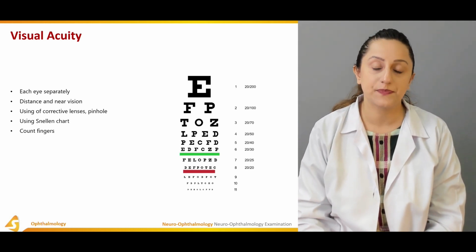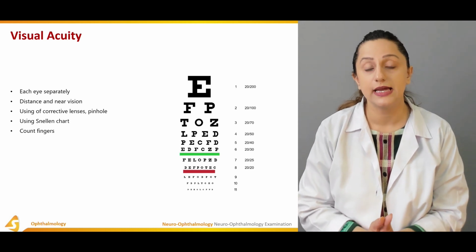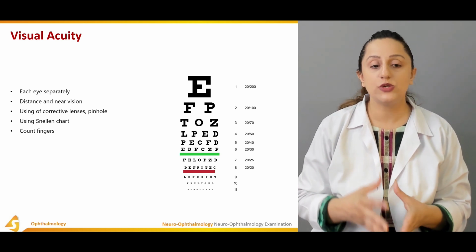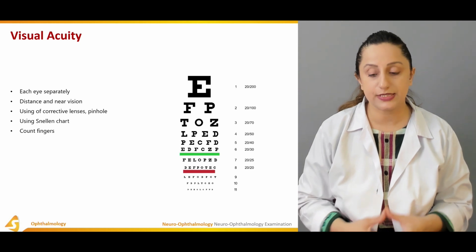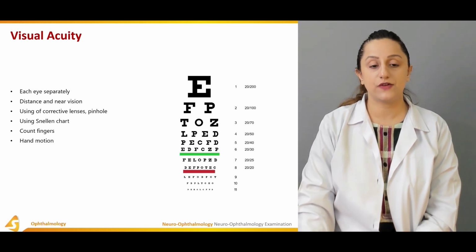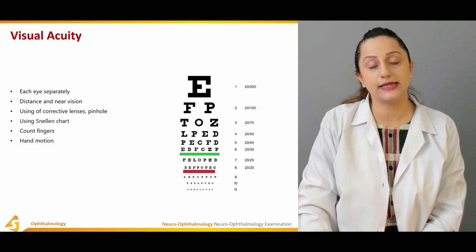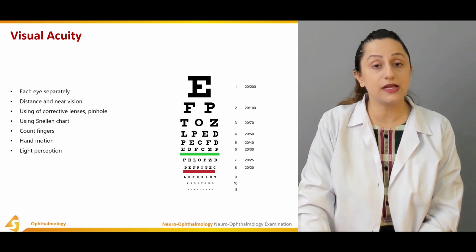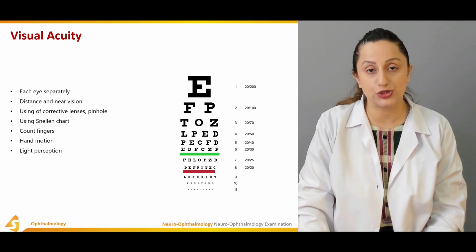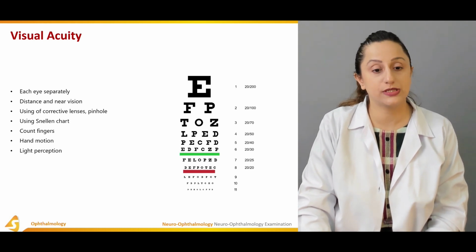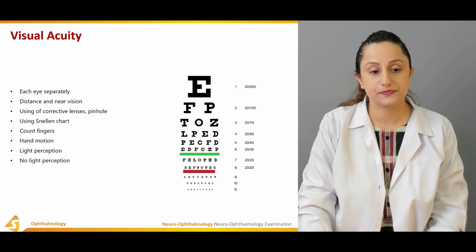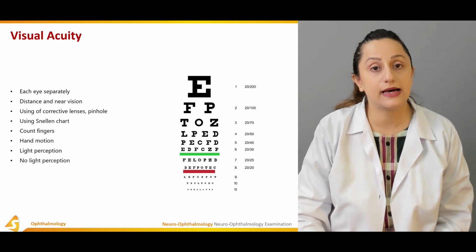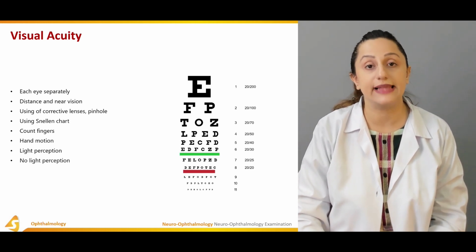Counting fingers technique: if the visual acuity is decreased to a level in which the person is unable to read out the Snellen's chart at a distance, then we use the counting fingers technique in this person. If it is more debilitated in that individual, then we move on to the hand motion technique. And if the person is even unable to identify any hand motion, then we perform light perception in such individuals. Or sometimes we have no light perception, in which the person fails to perceive even the light reflexes.